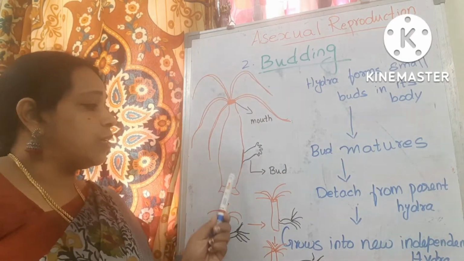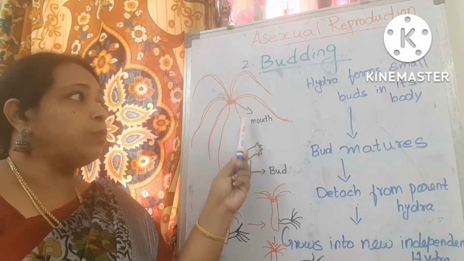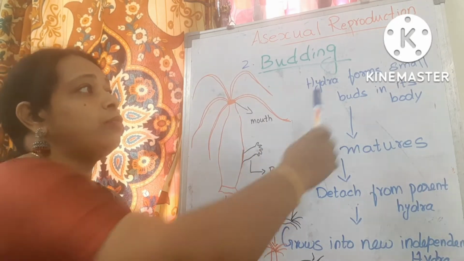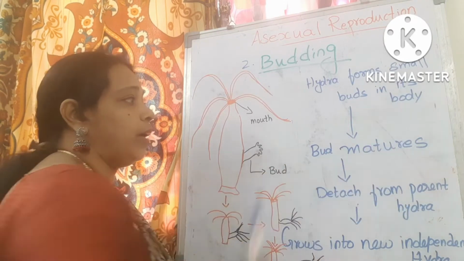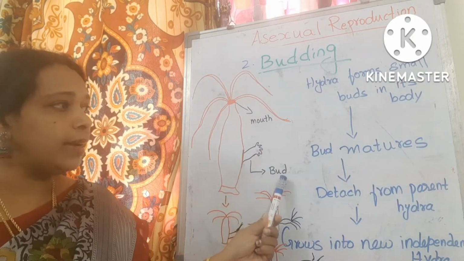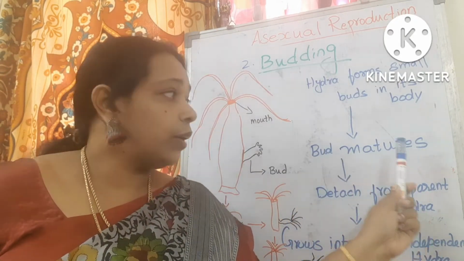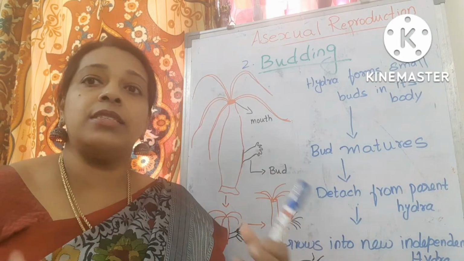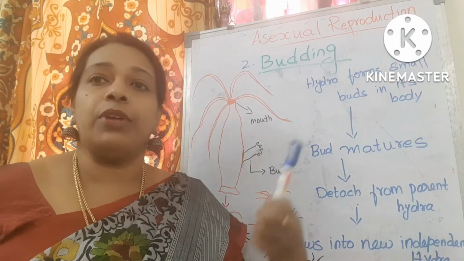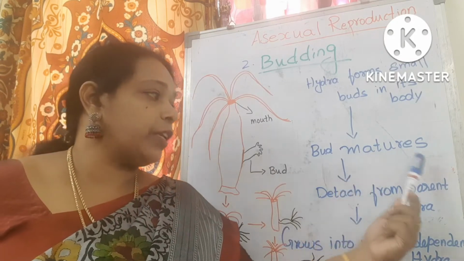Okay, this is the structure of Hydra. Hydra has tentacles as well as a mouth. Hydra forms a small bud in its body. Here in the body of the Hydra, a small bud is formed. This bud gets matured. The bud utilizes the nutrition and everything from the parent body, and it grows and matures.